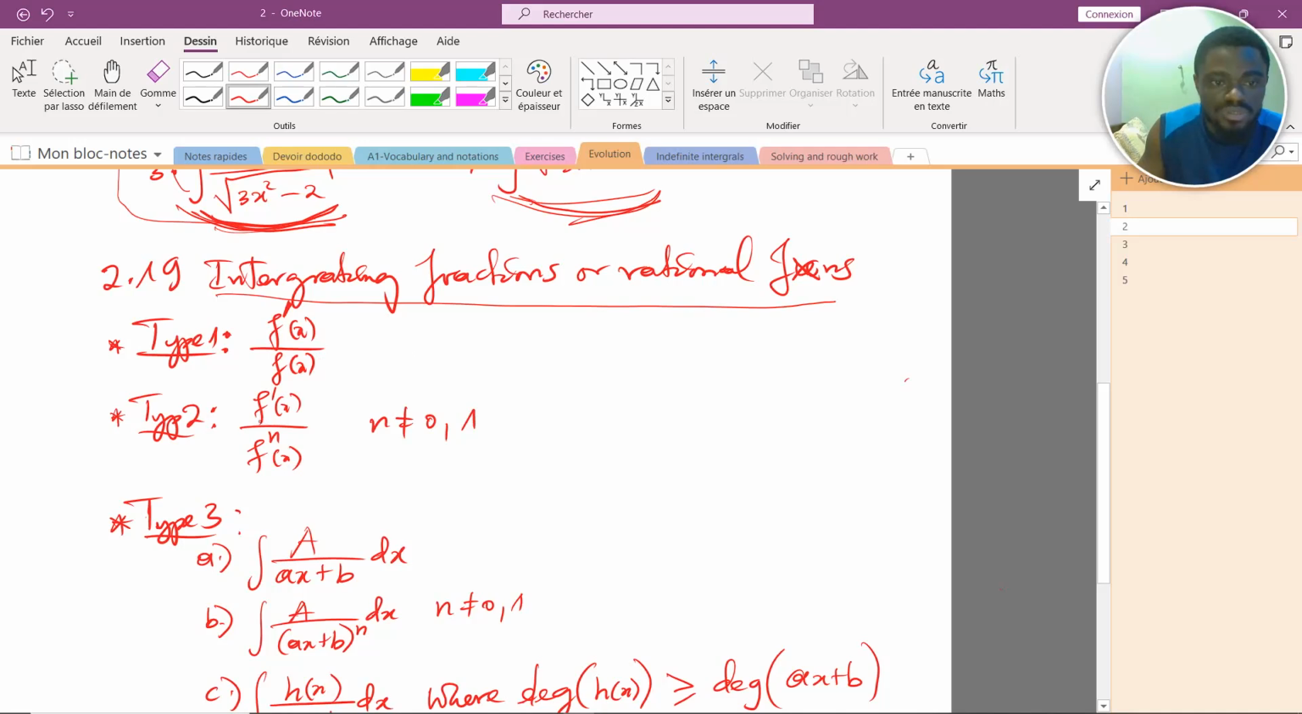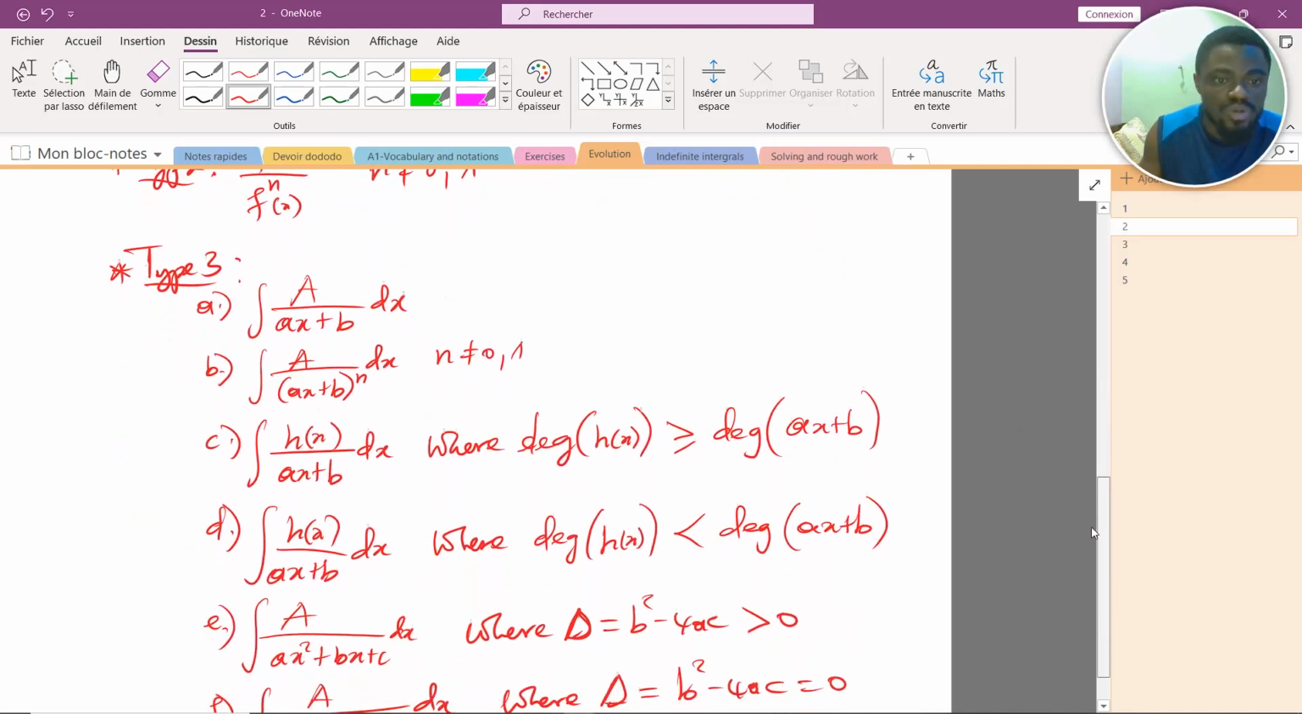We're going to see type 2, where at the numerator we have f prime of x, all over f of x raised to the n. You understand? f of x raised to the n, with n different from 0 and 1.